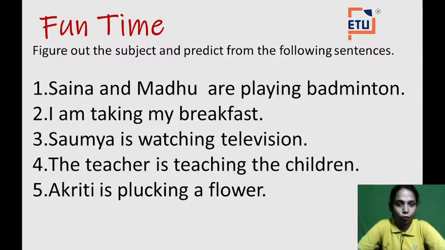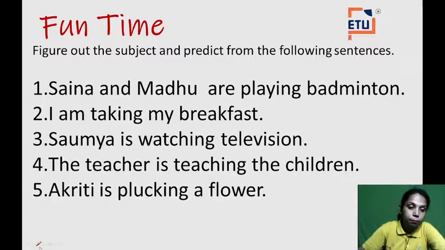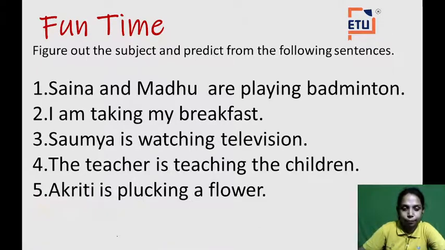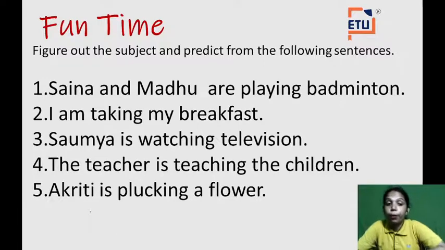So let us solve. Remember, I also told you, you need to keep your copies and pens ready to check whether you have done it wrong or right. Don't worry, a little mistake can teach you many new things. Let's begin. Figure out the subject and predicate from the following sentences. Let me have my ink ready, let's say green. Now, number one, Saina and Madhu are playing badminton.